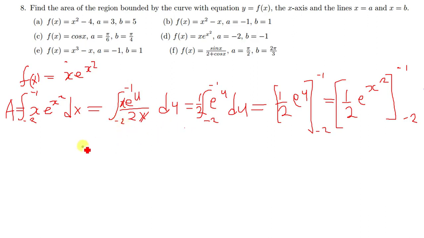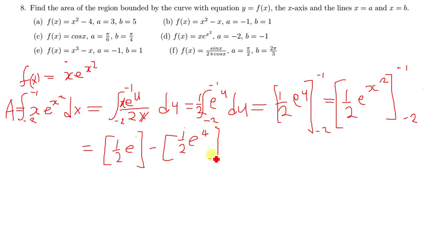So here again, it's just a matter of plugging in the values of x. So the upper limit there is -1. So you put -1 where there's x there, you get a half e raised to power 1, because negative 1 squared will still give you 1. Then for the second part there, you subtract half e raised to power negative 2 squared, you get 4.